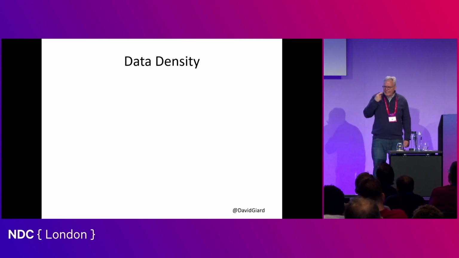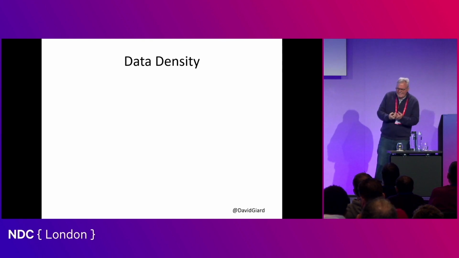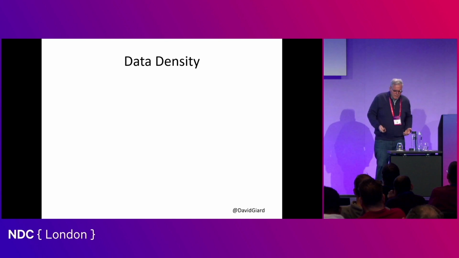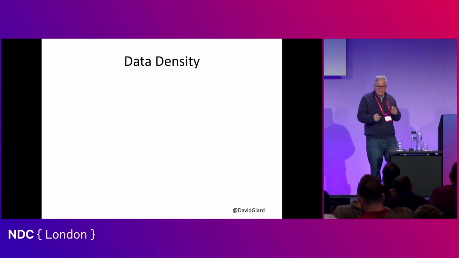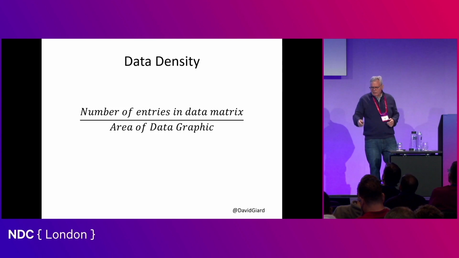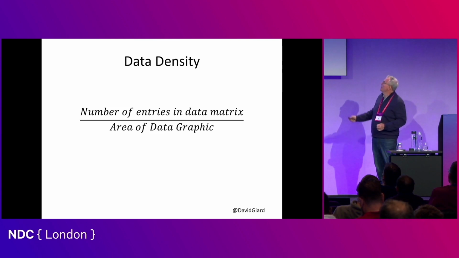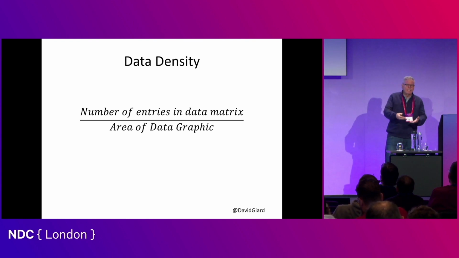I'll talk a little bit about data density because, as I said, if you're following good data visualization principles, it shouldn't matter that you're presenting lots and lots of data. If we present it well, our brains can see the data. So something like this is kind of a meaningless ratio now: the number of entries in a data matrix divided by the area of the data graphic. That's the definition of data density. But we don't really know the area because we're not printing things anymore.